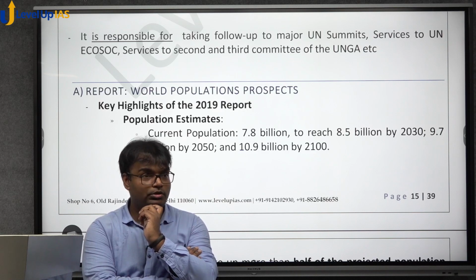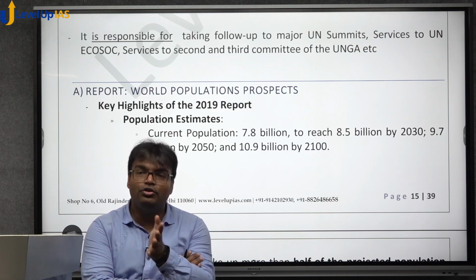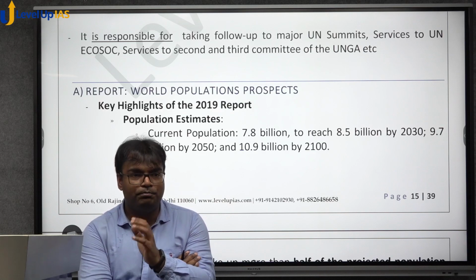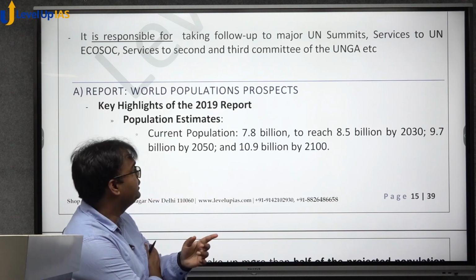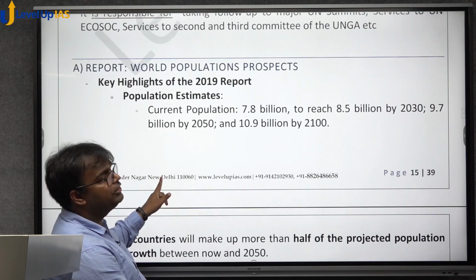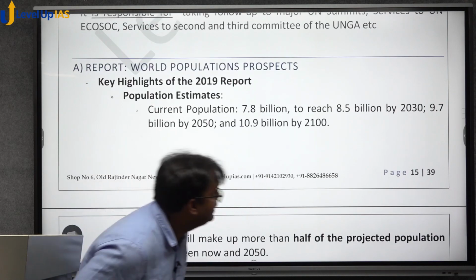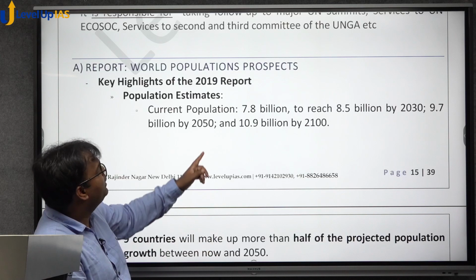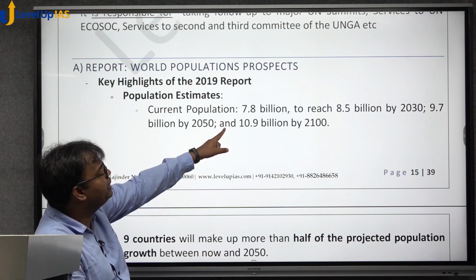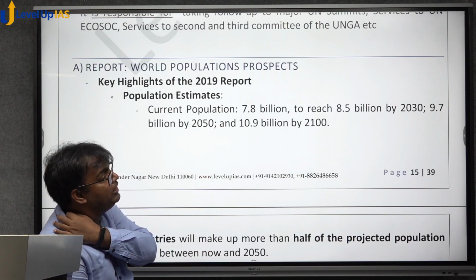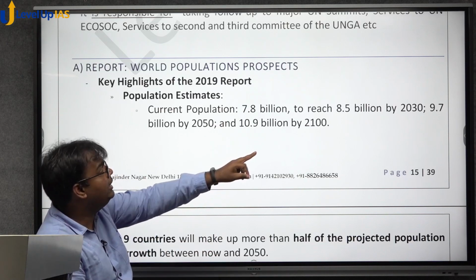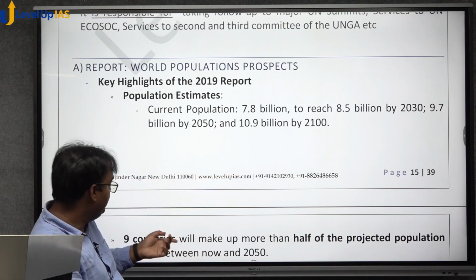Will India contribute the most? You're not sure about it, right? So, because we'll study this report, it will give us an idea about those things. The report, World Population Report, is published by UNDESA. It is saying that the current population, that is 2019 population of the world, is 7.8 billion, which will reach 8.5 billion by 2030 and 9.7 billion by 2050.